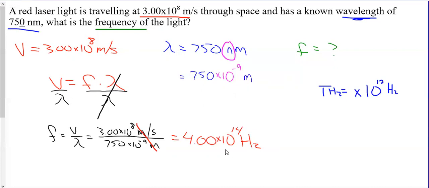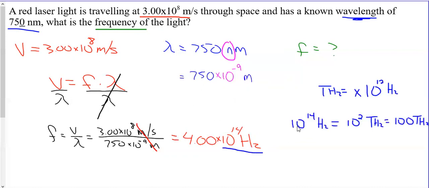Last little thing to point out with this number, you got 4.00 times 10 to the 14, which is what your calculator will probably say. Recognize that that is correct, but often you might see this number represented differently in future problems. So when I see 10 to the 14 hertz, I recognize a terahertz. The metric prefix for tera would be times 10 to the 12. So if I have a terahertz, that's times 10 to the 12 hertz.